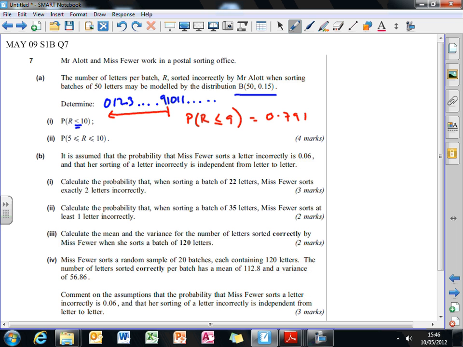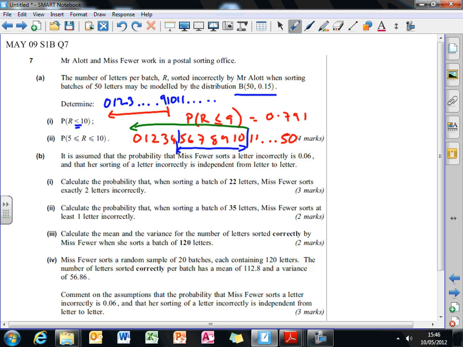All right, so for part (ii), 0, 1, 2, 3, 4, 5, 6, 7, 8, 9, 10, 11, all up to 50. What it wants is the probability that r is between 10 and 5, and this time it includes 10 and 5 because it's less than or equal to and greater than or equal to. So I actually want that there. That's what I want.